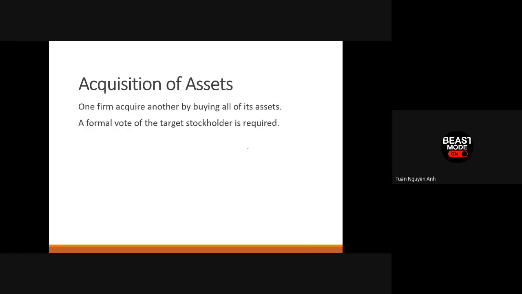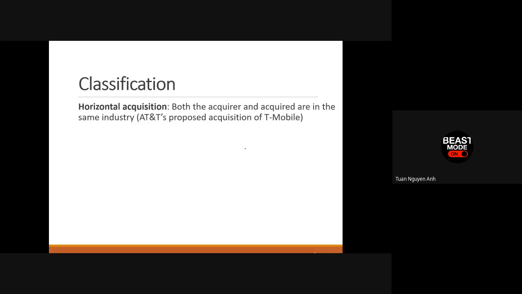A formal vote of the target stockholders is required, of course. So here, one more time, we see that we need a vote of the target shareholders. So we have three forms. The first one, the merger, and the third one, the acquisition of assets, require a meeting, require a vote to accept to sell your company. Okay.